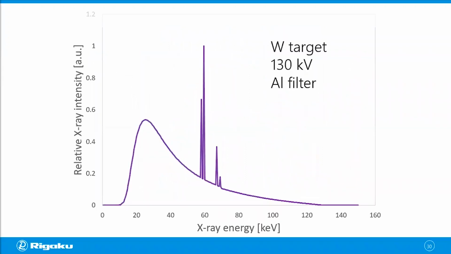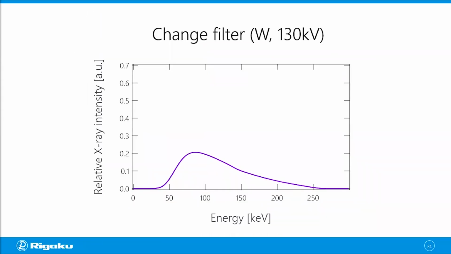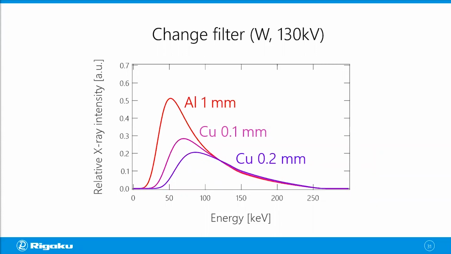Now, let's take a look at the filter next. I said that this part is cleaned up by adding the aluminum filter. But what happens if you change that filter to something else? So this is a calculation for a tungsten target, 130 kV applied, with a 0.2 millimeter copper filter. Again, we're just looking at the Bremsstrahlung radiation for now. If you change this filter to 0.1 millimeter copper, the energy distribution shifts. If you change this to aluminum and make it thinner, it keeps shifting.